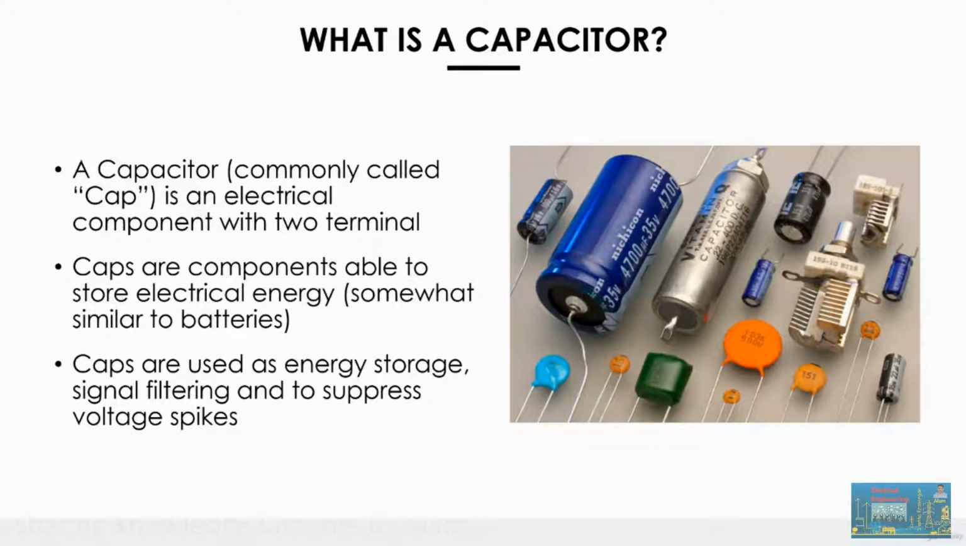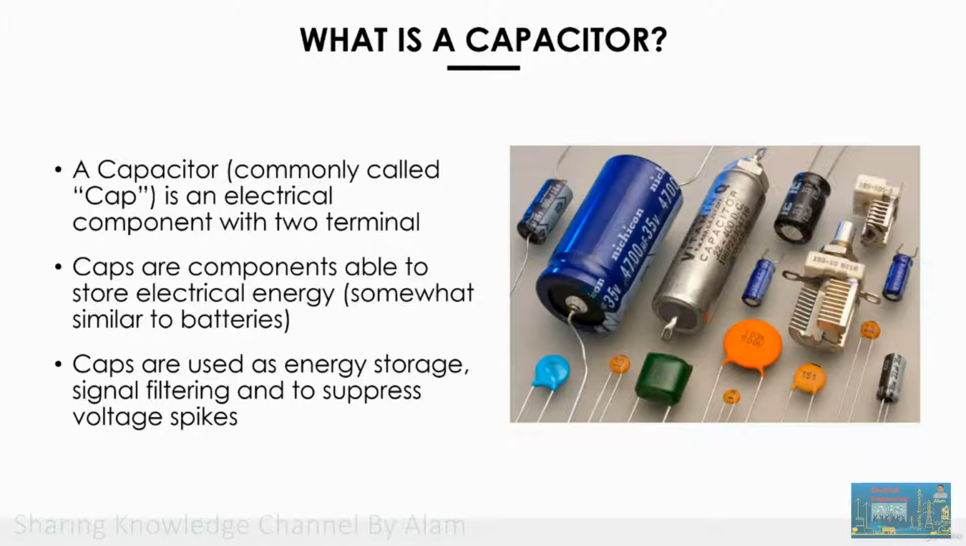What is a capacitor? A capacitor is an electrical component with two terminals, kind of like the resistor. People commonly refer to a capacitor as a cap for short. Caps are components that are particularly different from resistors, which don't store any energy. Capacitors are able to store electrical energy, and you can think of them sort of as little batteries.